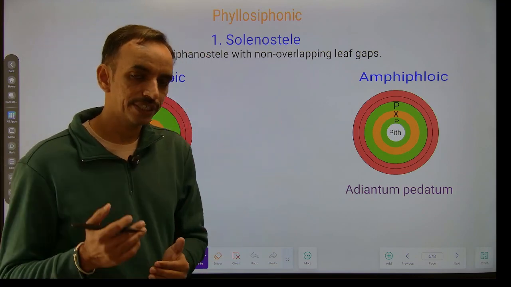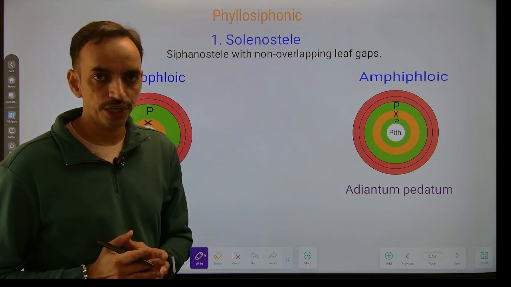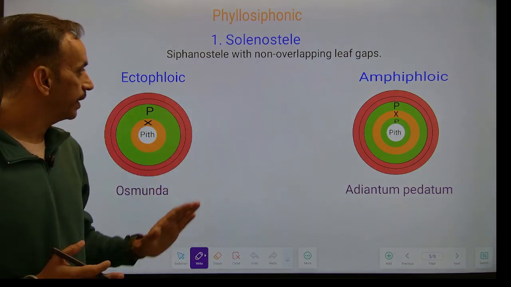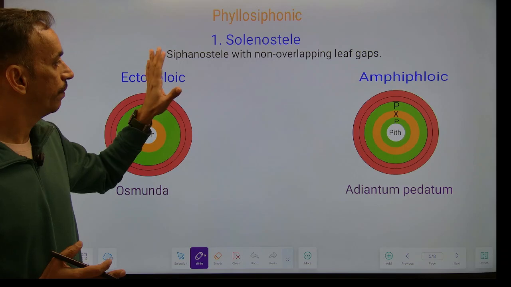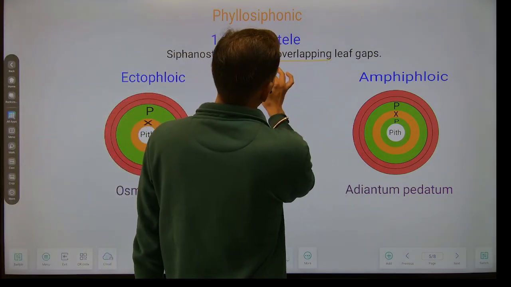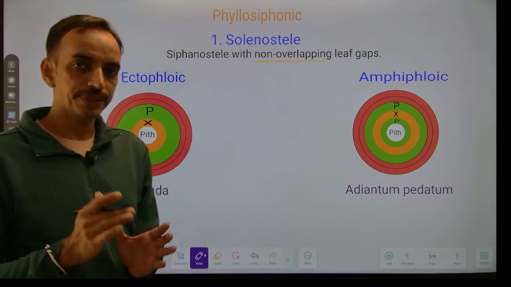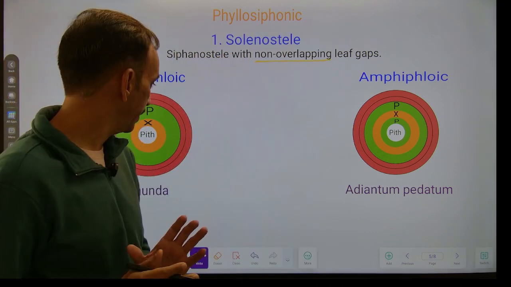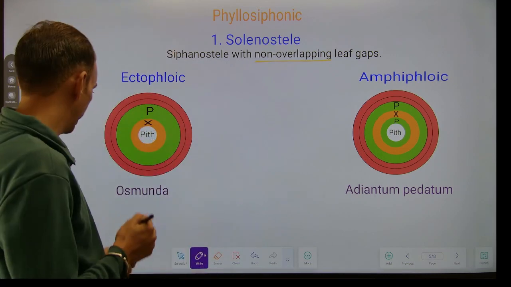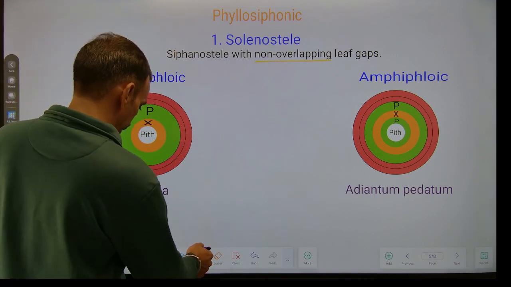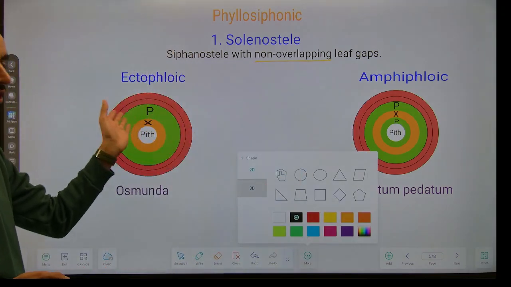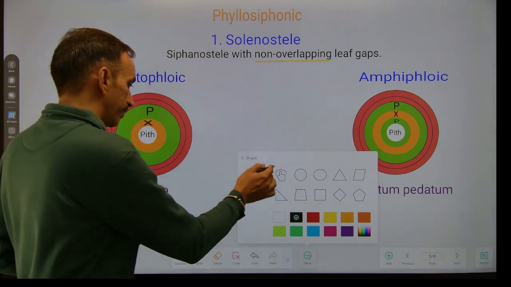अब फिलोसाइफोनिक्स के भी कुछ वेरिएंट्स आपको देखने को मिलती है. फर्स्ट इज नोन एज द सोलेनोस्टील. सिंपली वी कैन से द साइफोनोस्टील विथ नॉन ओवरलैपिंग लीफ गैप्स. सिंपली if the leaf gaps they are non overlapping then it is called as the solenostele. लीफ गैप्स की बात करें तो अपन यहां पे ड्रॉ कर सकते हैं लीफ गैप्स को. ये सिंपली आपकी वही कंडीशन है जो आपको क्लेडोसाइफोनिक में देखने को मिल रही थी.